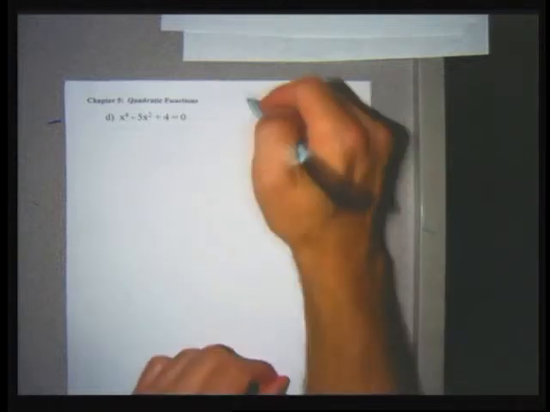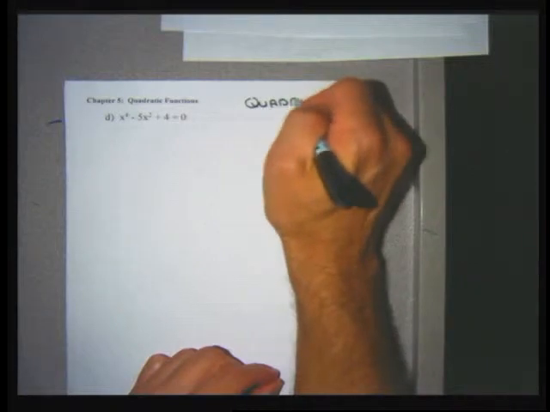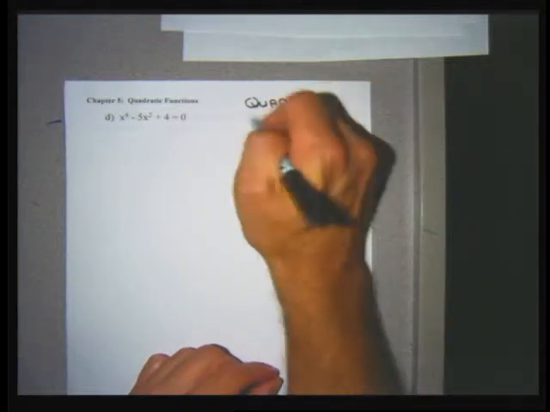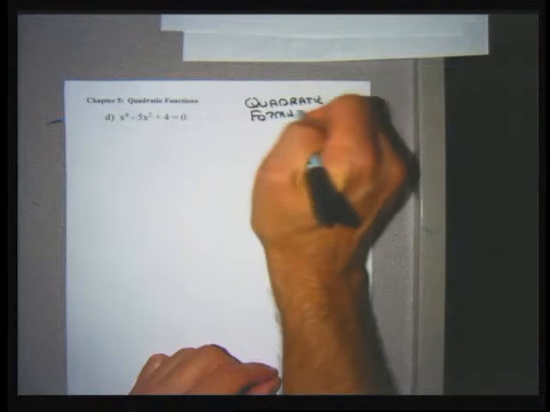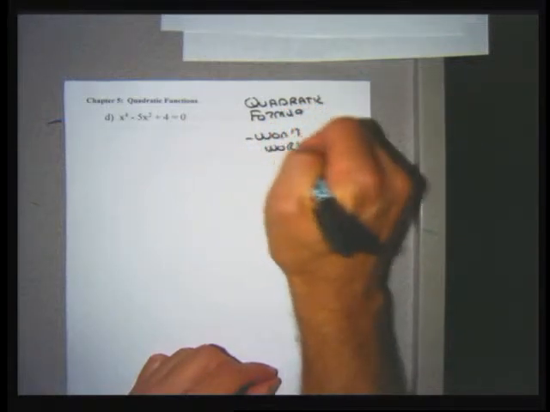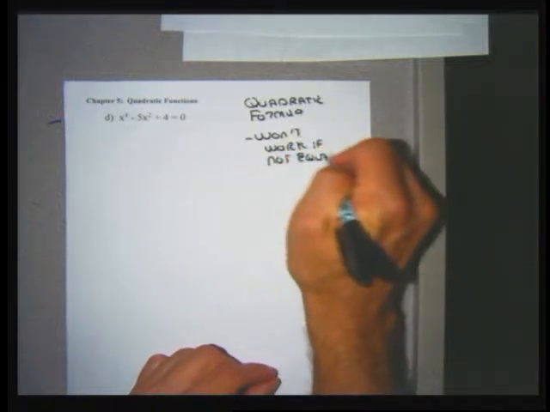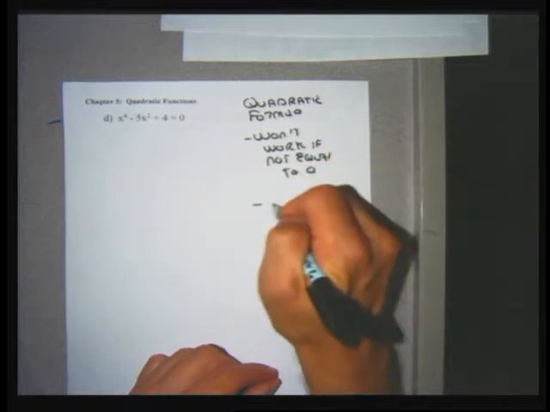Another one of these, but a super friendly one, I put this on every test. This one we solve by factoring. The quadratic formula does not work when you have an x to the fourth. So two things the quadratic formula needs: it won't work if it's not set equal to 0, like a few problems back, and it won't work when there's an x to the fourth.